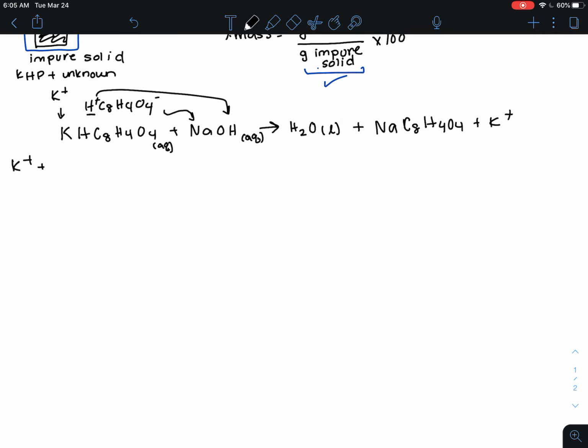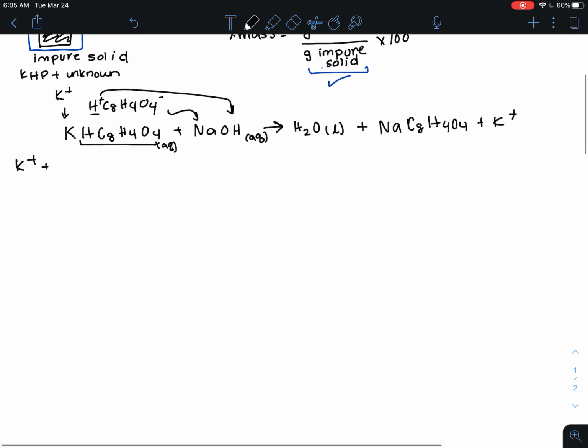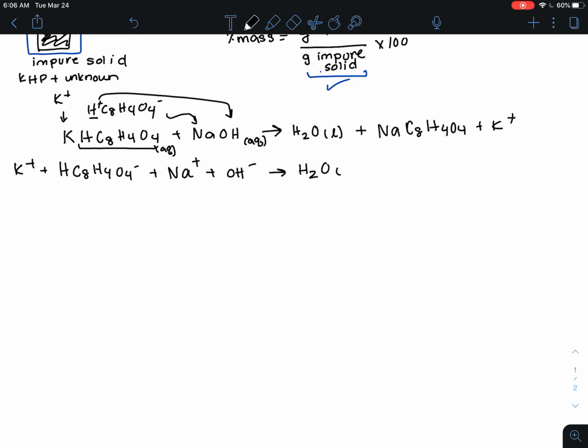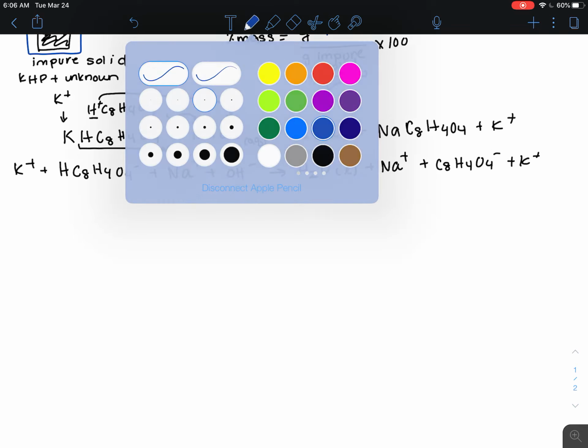Now, what would be significant in this reaction if I want to simplify this so I know exactly what's reacting together when I do this experiment? A great way to do that is let's write out my ionic equation. Potassium ion plus, this is a weak acid, so it stays together, plus my weak acid, plus NaOH. Since this is a strong base, it dissociates completely. Water does not dissociate since it's a liquid.